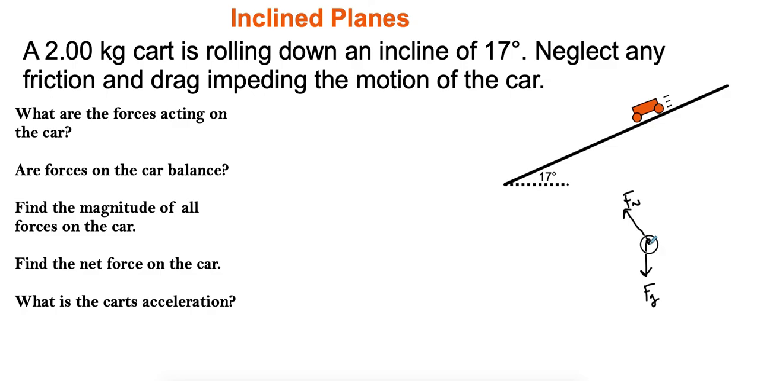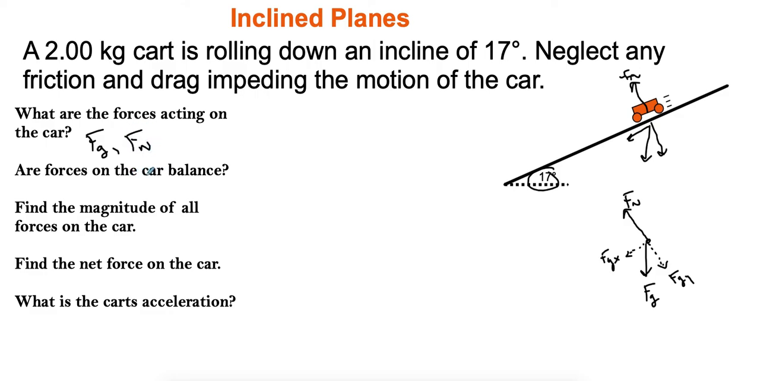So, since we just have those 2, that is FGY, and then that, FGX. Okay, and then we have that 17-degree angle, so that is important as well. So that's Y, that's gravity, that's X, and that's normal force. Okay, so what are the forces acting on the car? That's gravity and normal force.